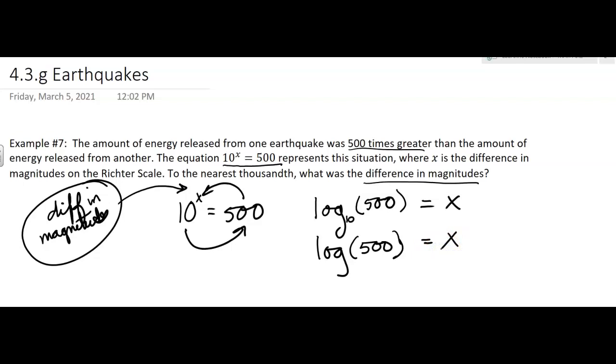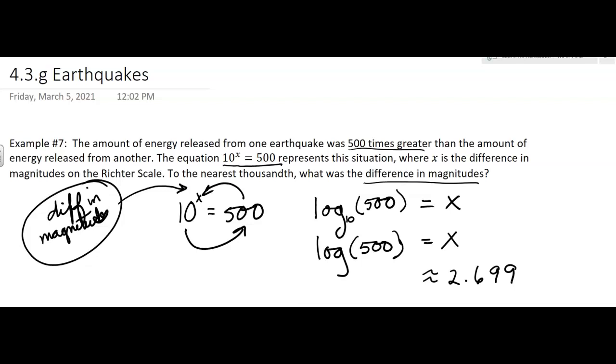All right, so we get our calculator, and we're going to go log 500, and what is that? It's approximately 2.699. If I round off, it's going to round up, so 2.699. That's the difference in magnitudes.